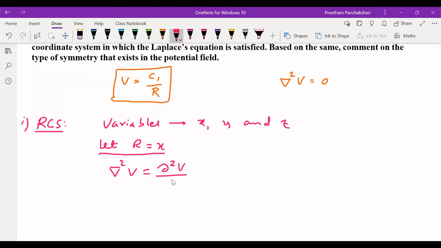The expansion for del square V is dou square V by dou x square, dou square V by dou y square, and dou square V by dou z square. If you observe carefully, all the three terms, that is double differentiation of potential V with respect to x, y, z, are similar. Dou square V by dou x square is similar to dou square V by dou y square. That means if you verify for R equal to x, it is as good as verifying for R equal to y and also z. So any one verification is enough here.